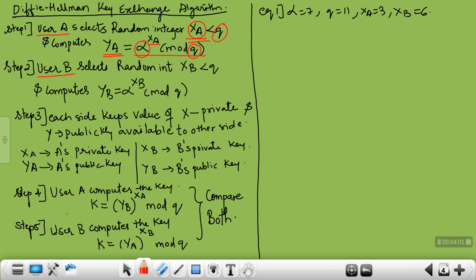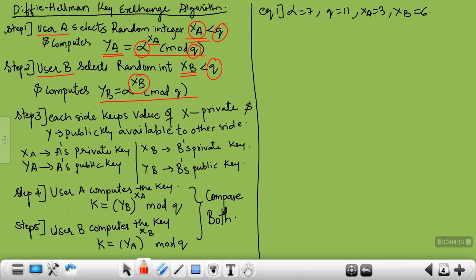So using his private key XA, he is going to generate a public key. Similarly, user B will also take its private key as XB, which is definitely less than Q, and he will generate its own public key. The public key will be YB, that is nothing but alpha to XB mod of Q.